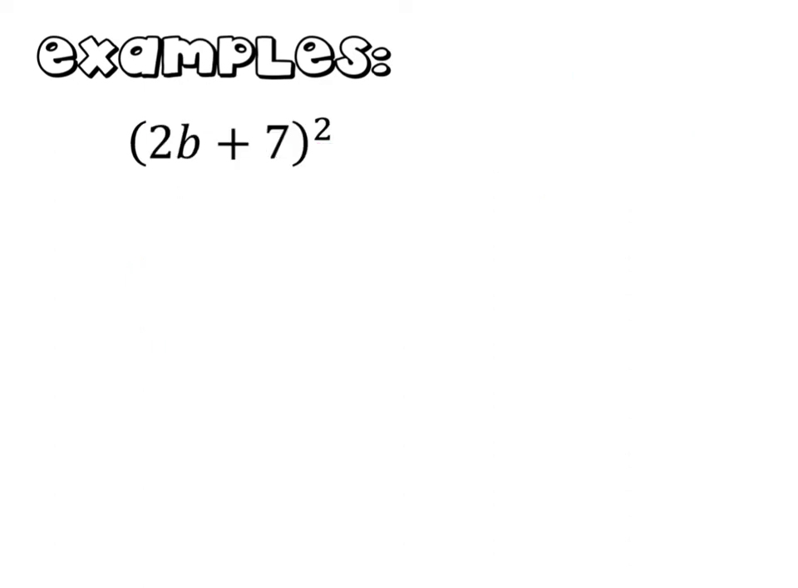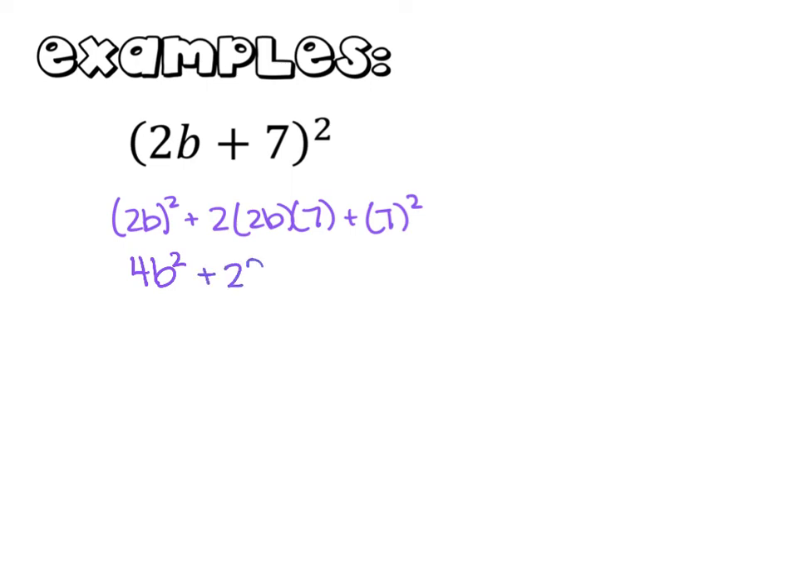One more together. What if there is something in front of the variable? Right, what do I do then? So same idea, if I'm using the pattern, 2b, the first part squared, plus 2 times the first part times the second part, plus the second part squared. 2b squared just means I have to multiply 2b times 2b, or I have to square 2 and b, so 4b squared. 2 times 7, the number parts there, 4 times 7 is 28b, and 7 squared is 49.